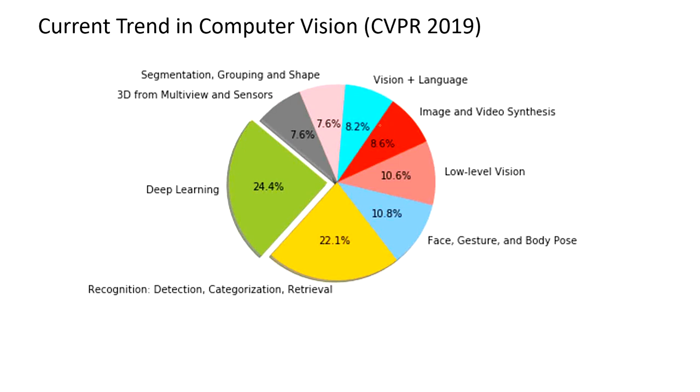So if you look at the pie chart here, the most dominant application is in the deep learning area, in which it constitutes about 24.4% of the applications.